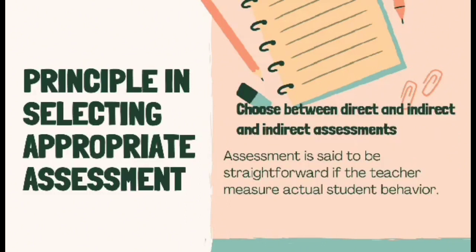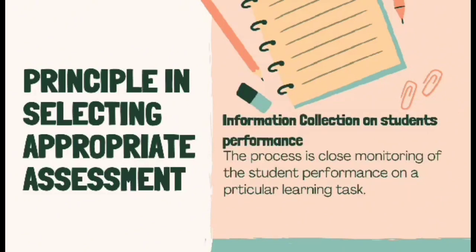Number 4, choose between direct and indirect assessment. Assessment is said to be straightforward if the teacher measures actual student behavior. Direct assessments tend to be more objective and straightforward as they measure actual student behavior, while indirect assessments are more useful in gathering opinions and feedback. Number 5 is information collection on student performance, a crucial process that enables teachers to closely monitor their student progress and make informed decisions to improve their learning outcomes.